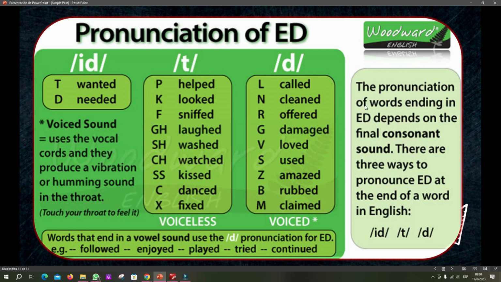Also, here you have this. The pronunciation of words ending in ed depends on the final consonant sound. There are three ways to pronounce the ed at the end of a word in English: id, t, or the d sound, right? Entonces, ¿de qué depende?